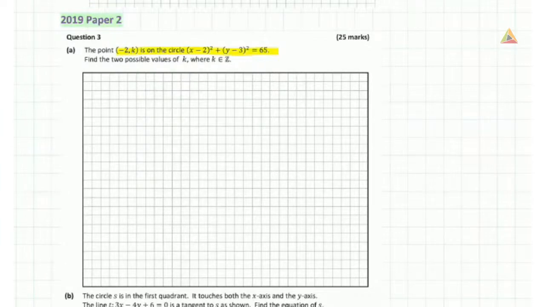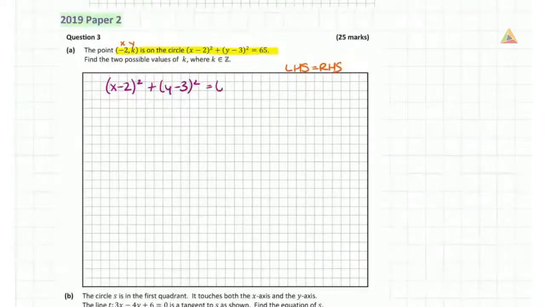So what we should be able to do is sub in for x and y. And as we expect, as we said at the very start, the left and the right hand side should equal each other. So I'm going to take my circle, and it's written in the form (x minus h) squared plus (y minus k) squared equals r squared, but that's fine, we can work with that. Everywhere I see an x, I'm putting in minus 2, so that's coming from here.